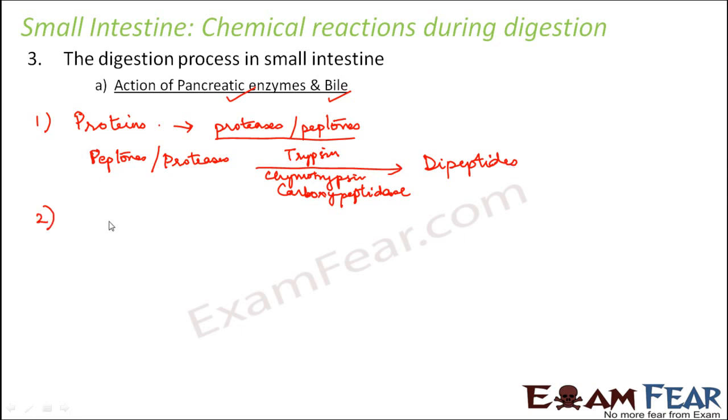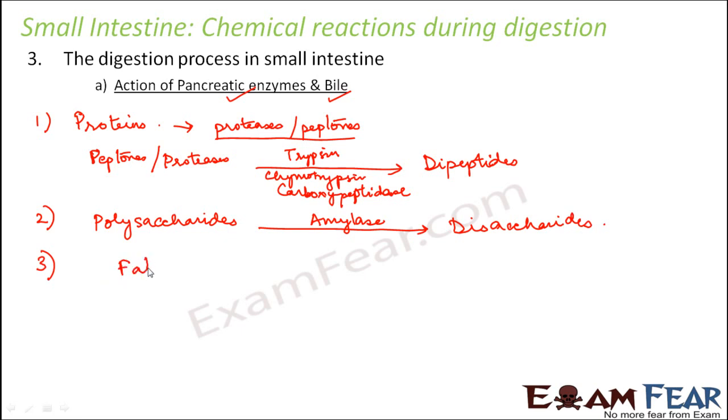Next are the polysaccharides. Some of the polysaccharides have already been converted into disaccharides in the mouth by the action of salivary amylase, but not all of them, only 30%. The remaining 70% of polysaccharides will get converted into disaccharides by the action of the enzyme amylase. So this will form disaccharides.